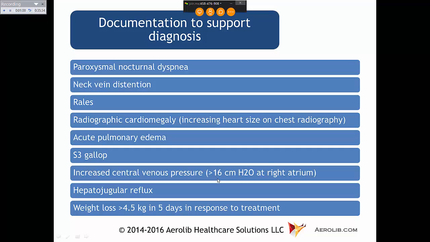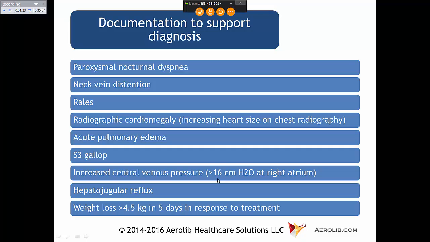Now CVP, hepatojugular reflux, this is an examination finding that a lot of people don't do, but again, easily done, easily seen, and then if done, needs to be documented. Again, simply YouTubing it can give you an idea of what you need to look for when you're doing an abdominal exam with hepatojugular reflux findings. Review of system, weight loss.